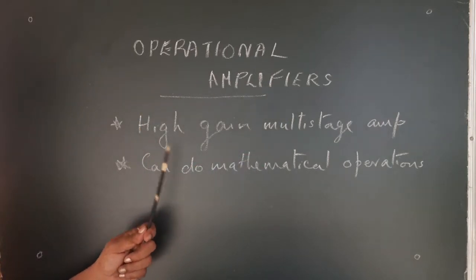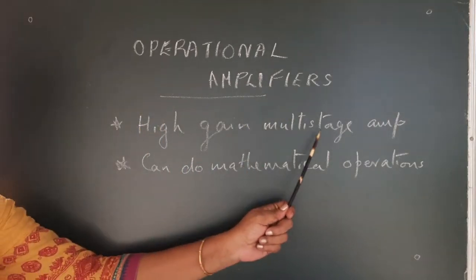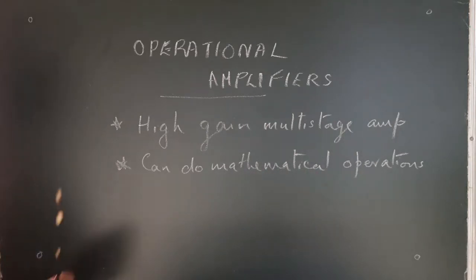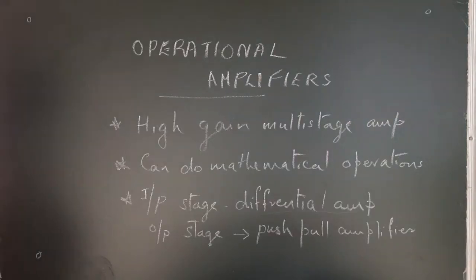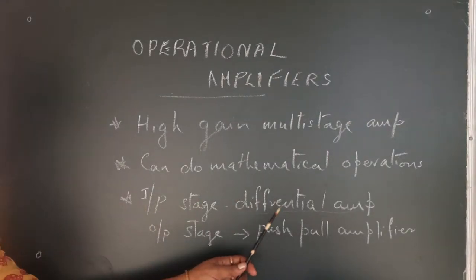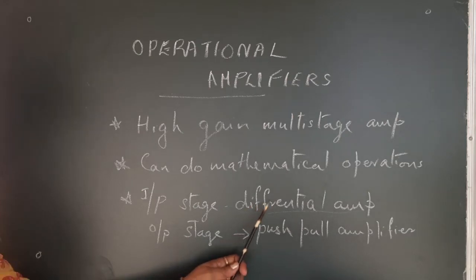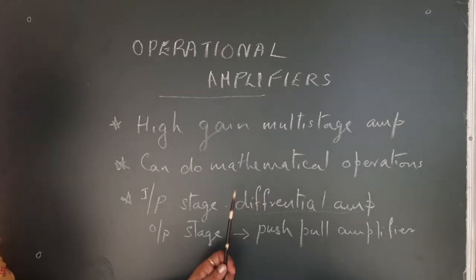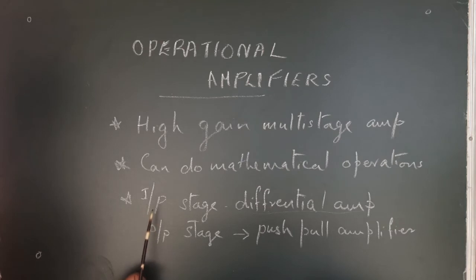Operational amplifiers, as we discussed, are high gain multi-stage amplifiers. They can do mathematical operations like addition, subtraction, integration, differentiation and so on. The input stage is a differential amplifier. We will discuss this term later. In short, differential amplifier means the difference between the two input terminals is taken as the effective input of the amplifier. So, first stage is the differential amplifier.